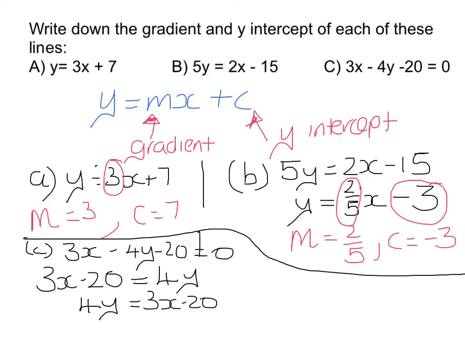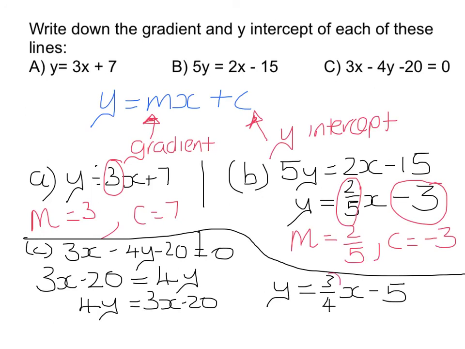Now I'm at the stage where I was with equation number b. Y needs to be on its own, so I need to divide by 4. I'm going to divide the whole equation by 4. So on the left hand side, 4y divided by 4 is y. I'm going to divide every term by 4. So 3x is going to become 3/4 of x. Negative 20 becomes minus 5.